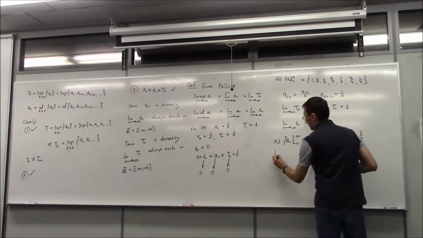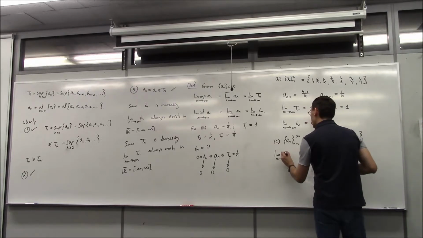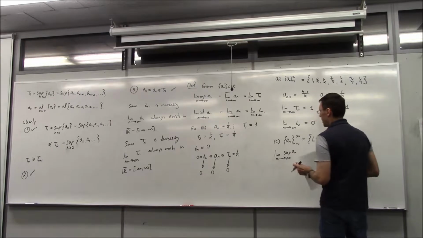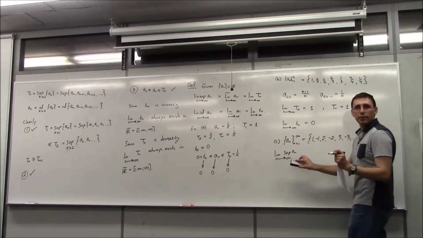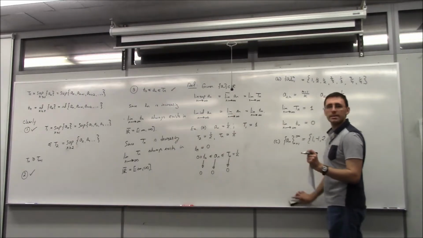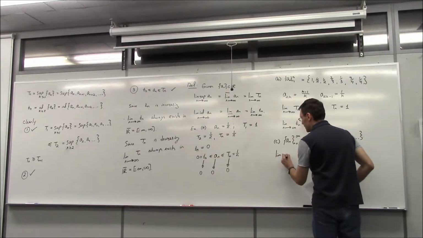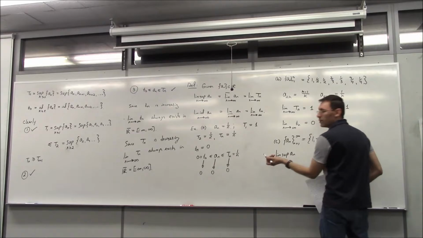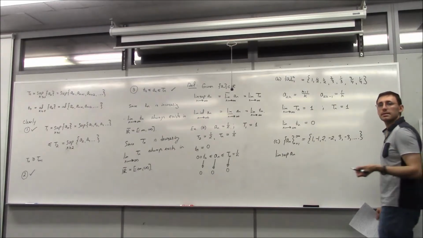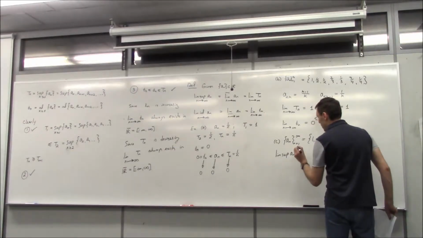What can you tell me about limit as n goes to infinity of the supremum of a sub n? By the way, you don't have to write n goes to infinity. It's clear what lim sup is. So you can just write lim sup a sub n. You don't need to write n goes to infinity. That's already clear. What is that?